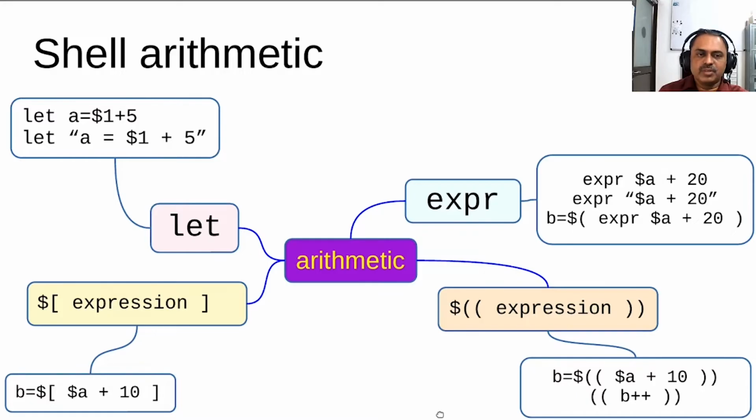If you are doing it without quotes, then spaces should not be inserted on either side of the equal to sign, because that is the same as assigning a value to a variable at the shell prompt. And in case you are using quotes, then you can give spaces on either side of the equal to sign to make your expression more legible.